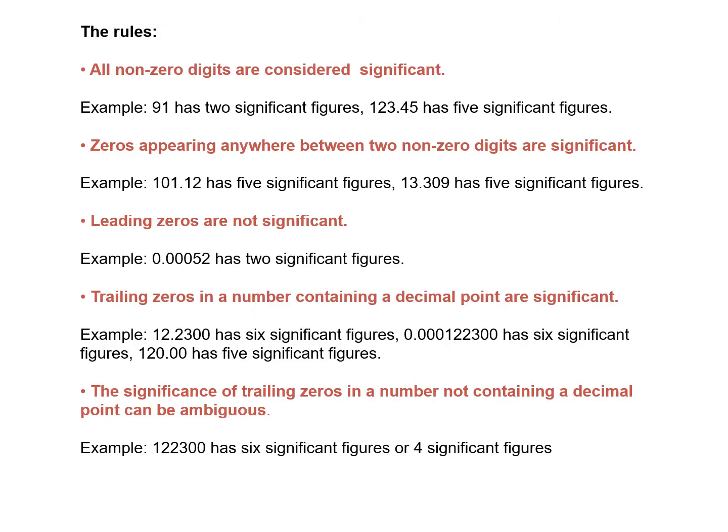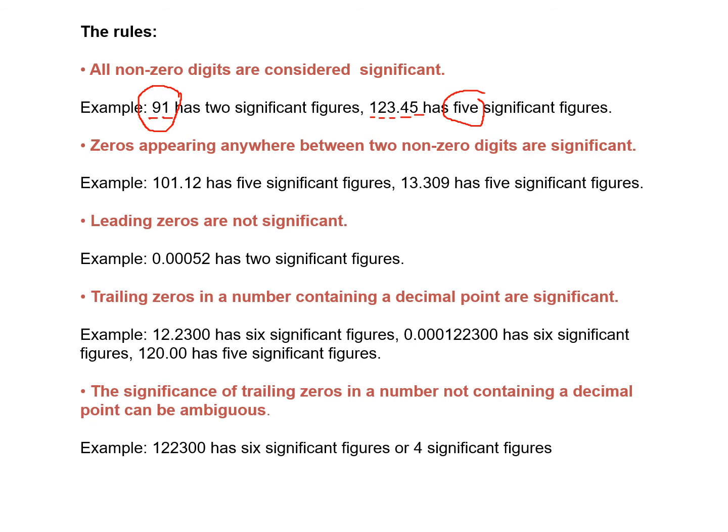These are the rules for the significant figures. All non-zero digits are considered significant. For example, 91 has two significant figures, which is 9 and 1, and for the decimal 123.45, 1, 2, 3, 4, 5, so it has 5 significant figures. This is for non-zero digits, meaning the number doesn't have 0.